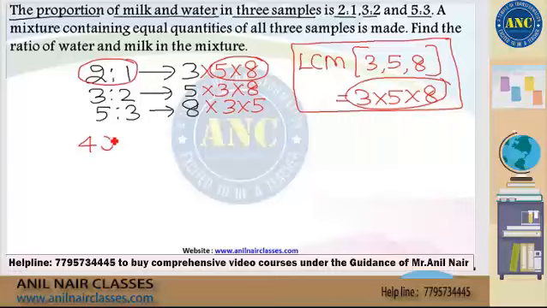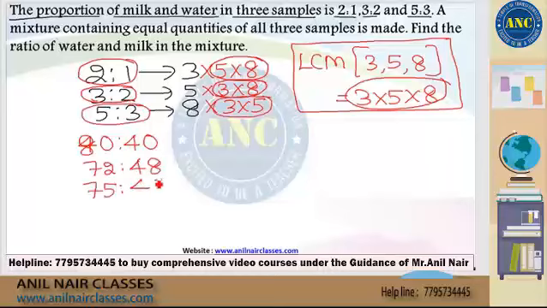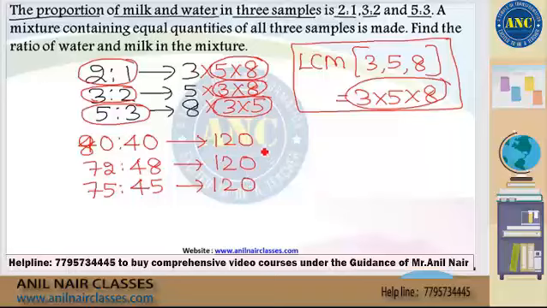2:1 times 40 is 80:40. Right? It is 80:40. Similarly, 3:2 I should multiply with 3 into 8, 24. 24 into 3 is 72. 24 into 2 is 48. Check it out if you want. 80 plus 40 is 120. 72 plus 48 is 120. 75 plus 45 is also 120. I am making it equal.